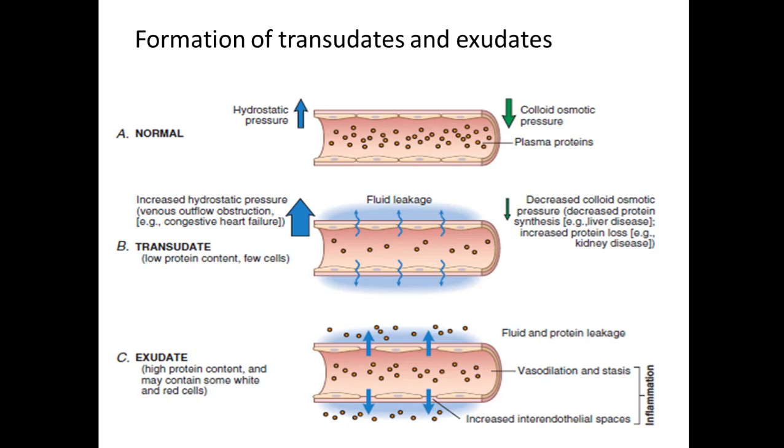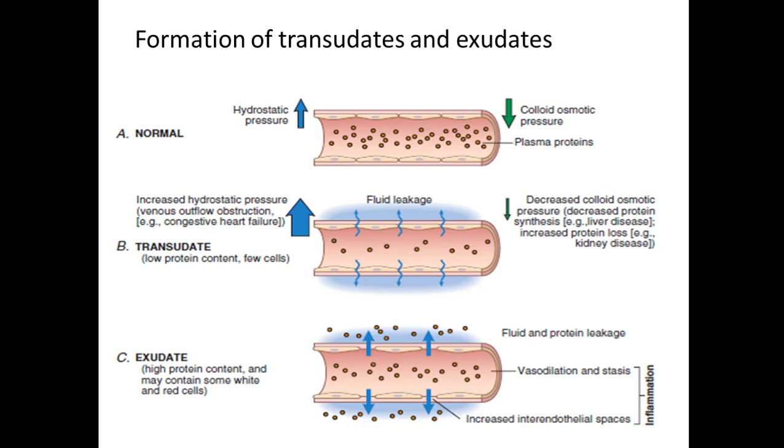So we divide this accumulation of extravascular fluid, in which the fluid leaves the blood and goes through the vessel wall, through the endothelium into the extravascular space, into transudate and exudate. Transudate is a thin fluid that will go due to increased hydrostatic pressure into the extravascular space, or due to decreased plasma colloidal osmotic pressure.